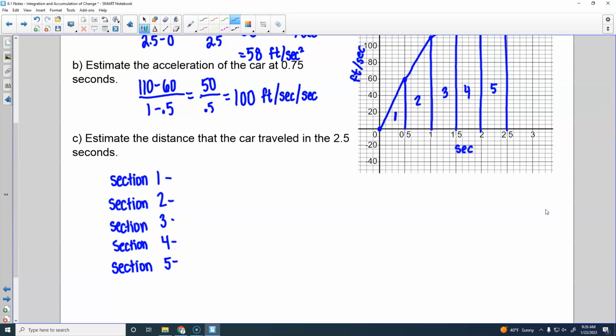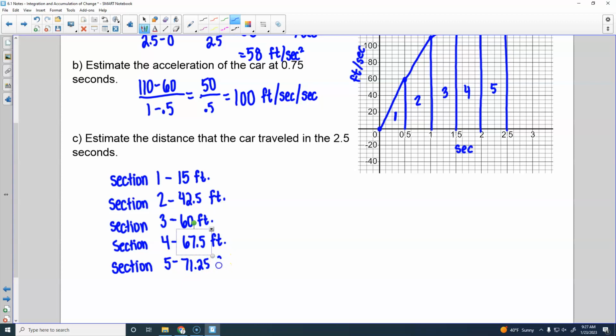Alright. Up here, what did you guys get, Paul and Zach, for your section? 15 feet. Okay, Cade? 42 and a half feet. Okay. Grace? 60 feet. Wesley? Okay. And then over here for section 5.